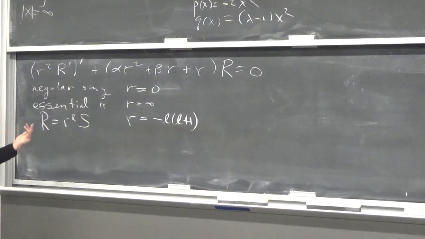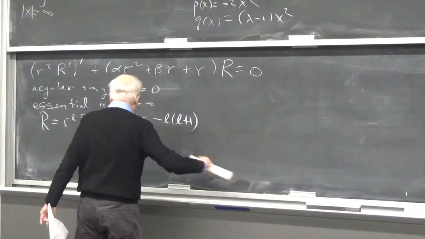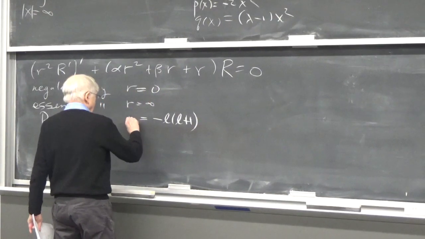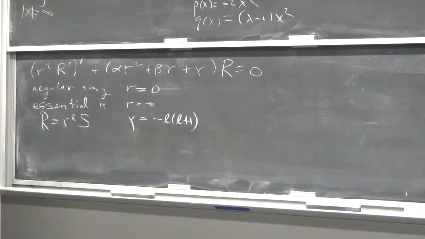Or equivalently, that L has to satisfy. This is gamma, not R. Wait, how to write a gamma so that it's clearly not an R. But anyway, gamma.